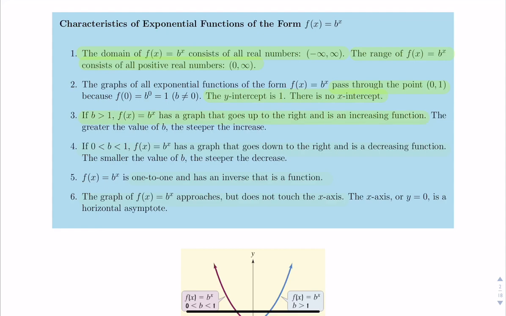The greater the value of b, the steeper the increase. If b is between 0 and 1, then the graph goes down to the right and is a decreasing function. The smaller the value of b, the steeper the decrease. f of x equals b to the x is 1-to-1 and has an inverse that is a function. And the graph of f of x equals b to the x approaches but does not touch the x-axis. The x-axis, or y equals 0, is a horizontal asymptote.